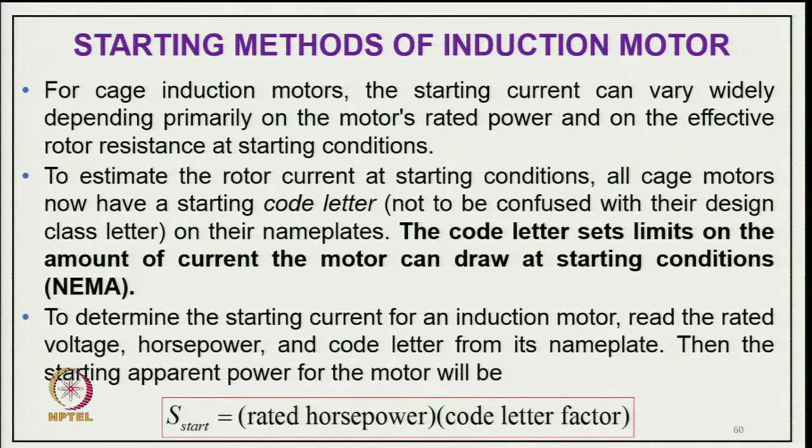So, for a cage induction motor the starting current can vary widely, depending primarily on the motor rated power and on the effective rotor resistance at starting condition. To estimate the current at starting condition, all cage motors have a starting code letter, not to be confused with the design class letter, on their nameplate. The code letter sets a limit on the amount of current that the motor can draw at starting condition according to standards like NEMA. To determine the starting current for an induction motor, read the rated voltage, horsepower and code letter from its nameplate. Then the starting apparent power of the motor is S apparent, that is rated power into the code letter.